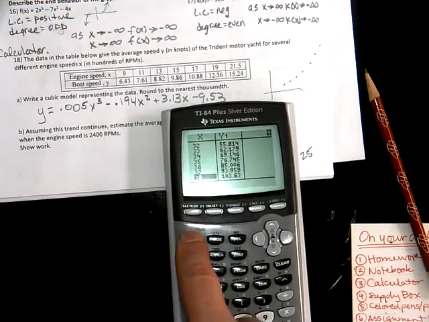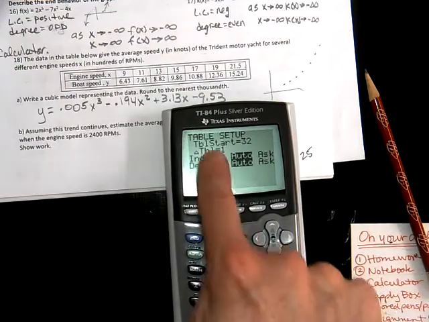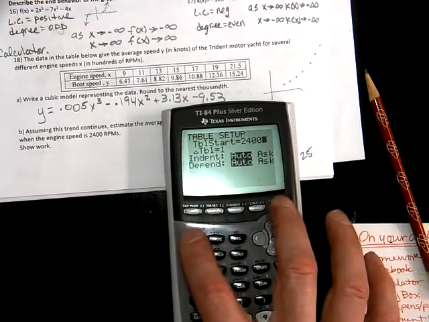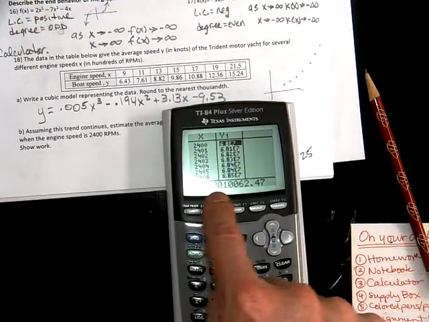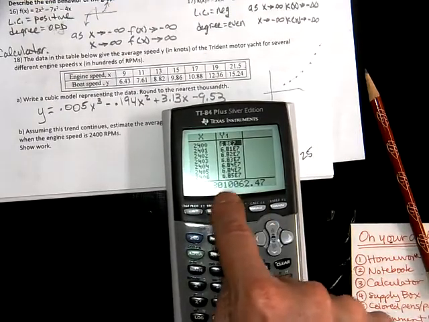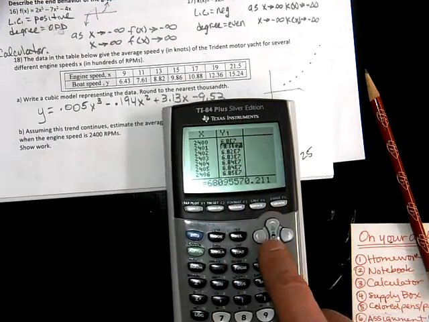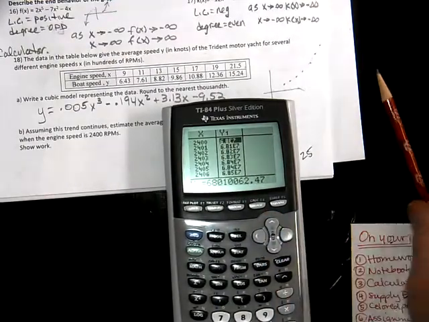You can do second window, which is table set, and you can start your table at 2,400. Then go to table, and there you are at 2,400. We are at a really big number. Put your cursor right on it, and it'll show you the difference between these different values. They look all the same just because they're rounded, but they're all a little bit different.